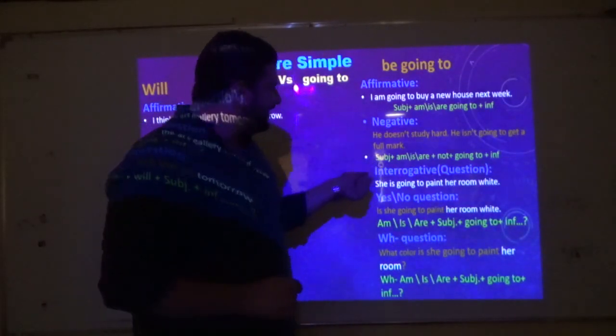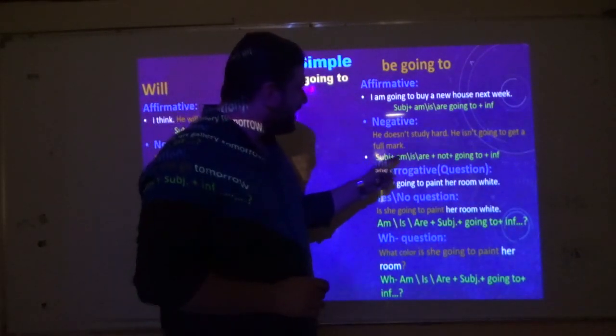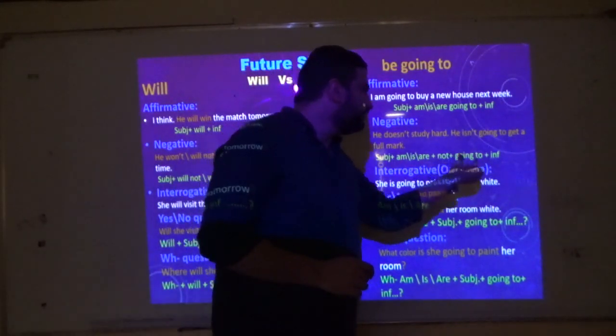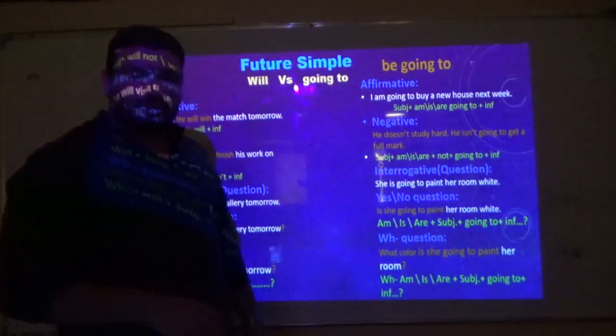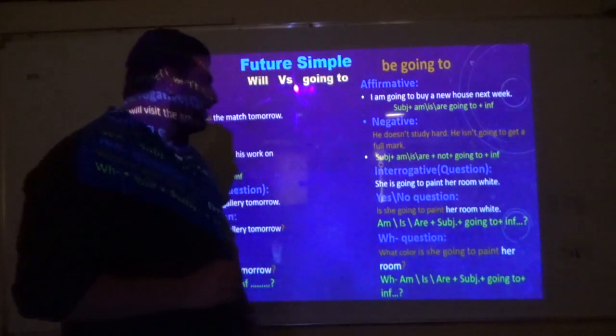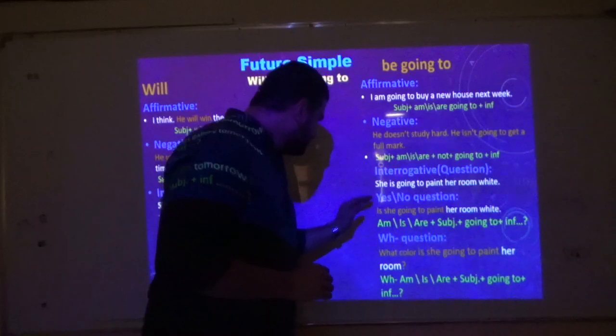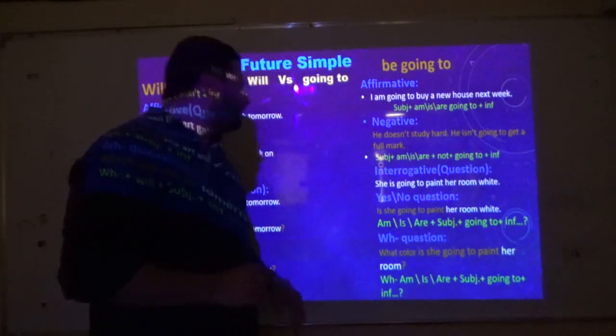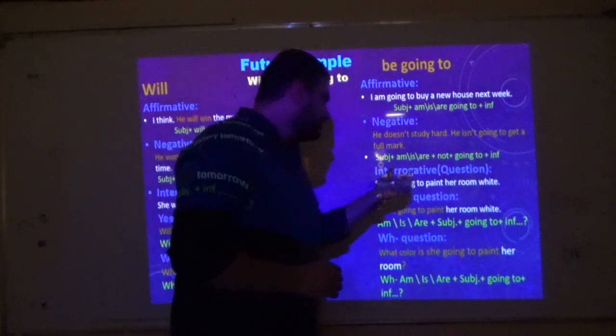So the next part is subject, am, is, are, plus not. This is the negative part. Going to and stem form. What about the question with going to? How to form it? As we mentioned before, we have two types of questions, yes or no question, and WH question. The interrogative, or the question.